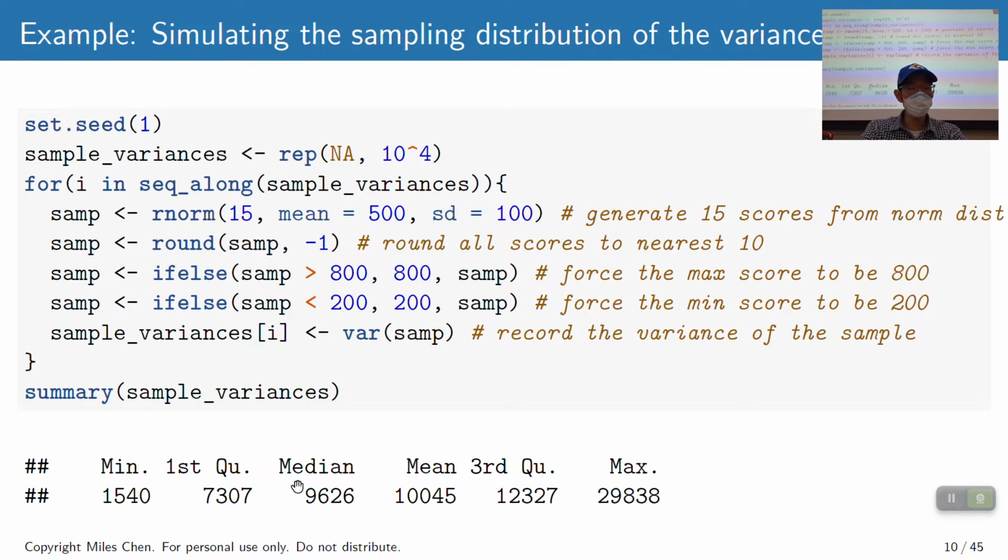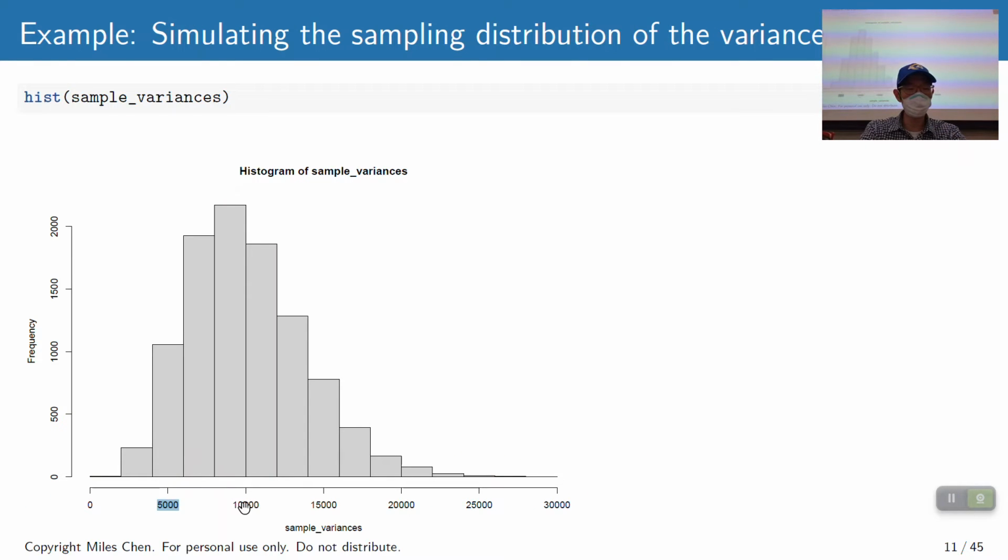Okay, and so after doing this, the largest variance I've observed was 29,838. The smallest variance I observed was 1,540. And the mean or median variance is something around 9,600 to 10,000. Here is the distribution of variances that I get. As expected, we're not going to get any negative variances. We see values over 25,000 are quite rare. A value of 10,000 is not that unusual as far as sample variances go.